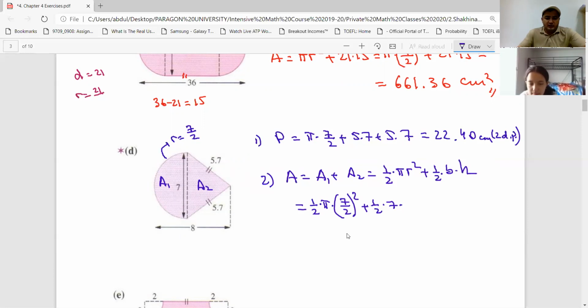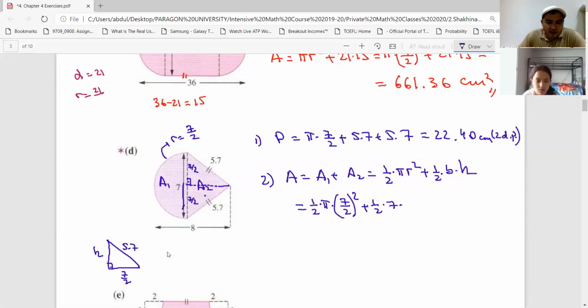How do you find the height, Shahina? If I draw the height from here to here, that is the height. As you see here, it is an isosceles triangle. Two sides are equal. So if you draw a height, it bisects the base. So this side is 7 over 2, and also this part is 7 over 2. So if I draw here, we have a right angle triangle, and this one is the height, h. The base is 7 over 2, and the hypotenuse is 5.7.